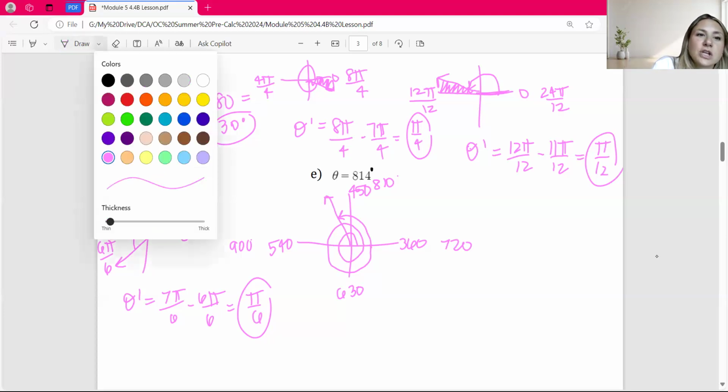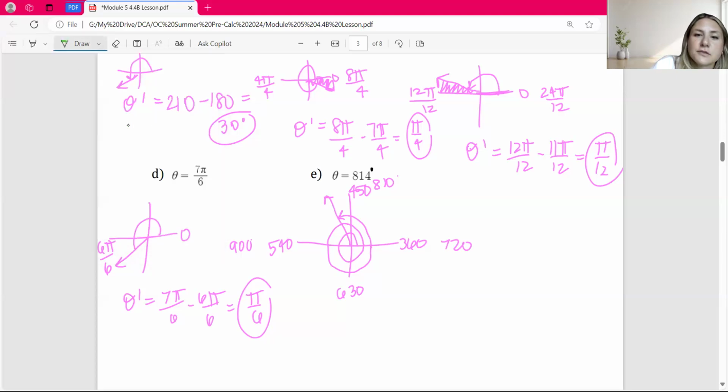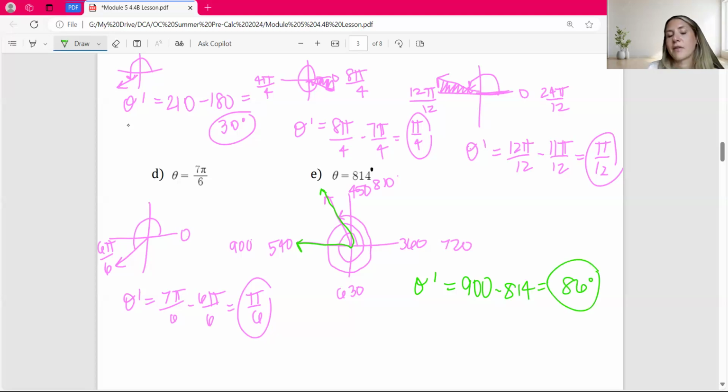Let's remember the definition of a reference angle. It is formed by the terminal side and the closest x-axis. I bet some of you were thinking to subtract from the 810. Always go to the x-axis. So then that tells me I need to do, for the reference angle, 900, that's the closest x-axis, minus my angle, 814. And we're going to get 86 degrees as my reference angle.